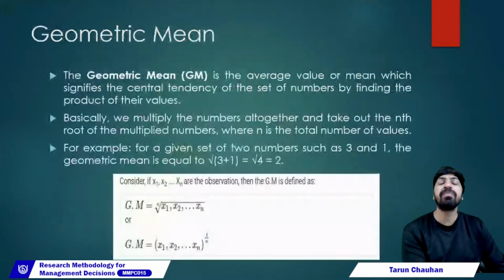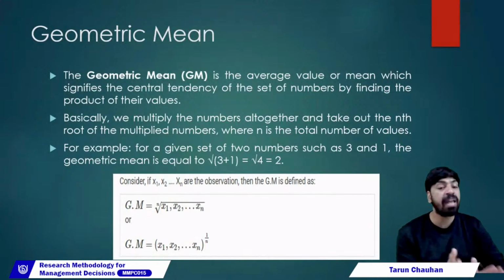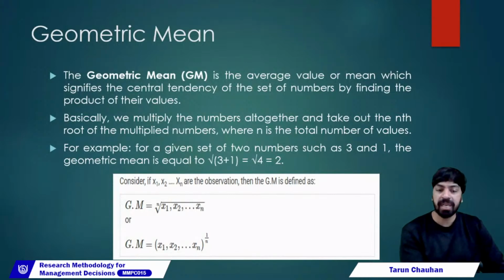Let's talk about the geometric mean. Geometric mean is an average value or mean which signifies the central tendency of a set of numbers by finding the product of their values. So, as I already told, when you multiply the values and find the root of the total product, that's called the geometric mean.